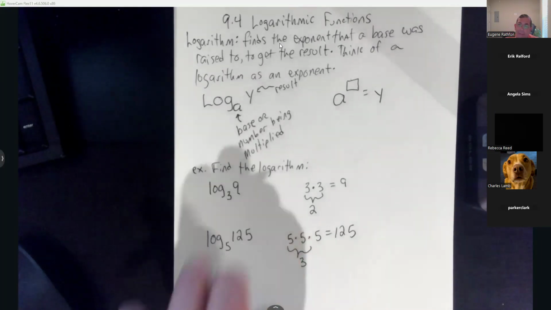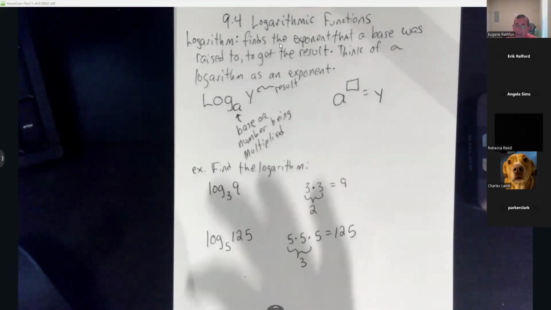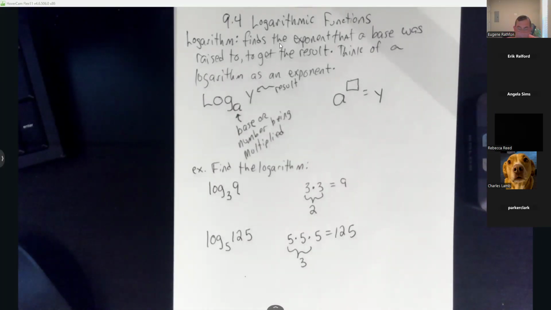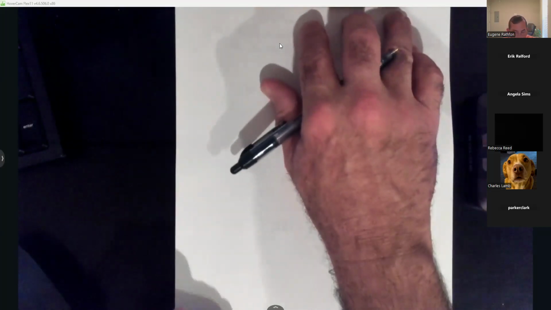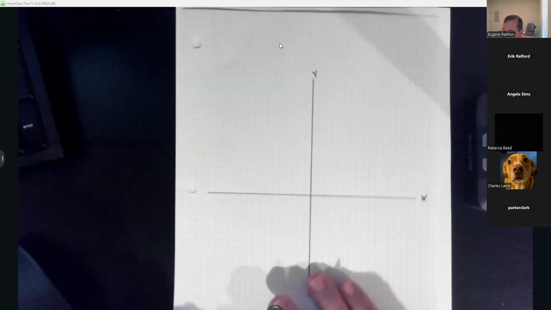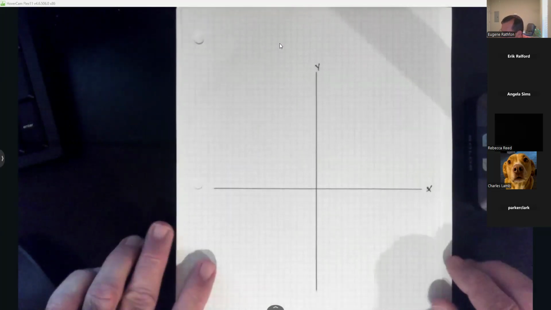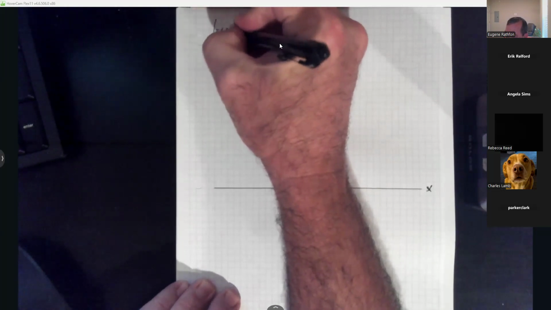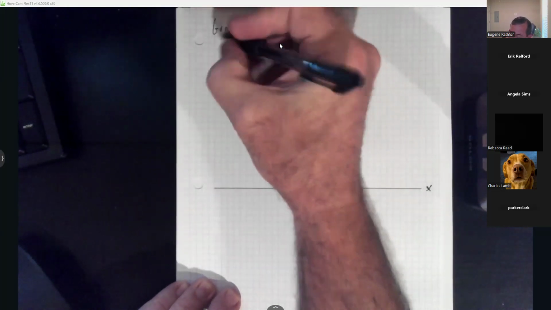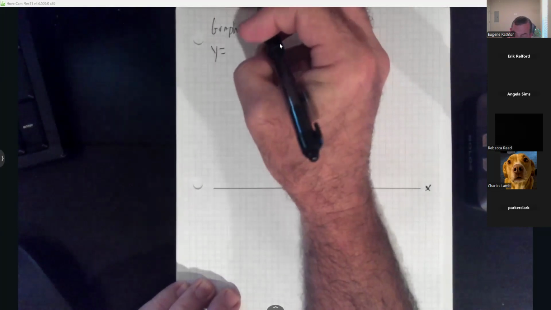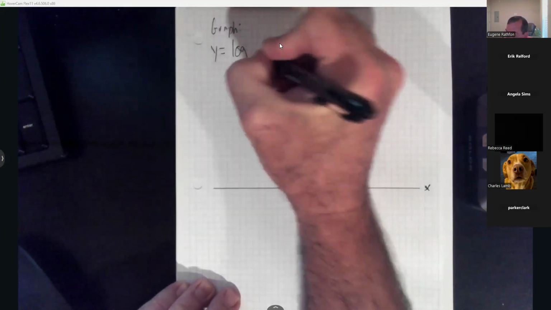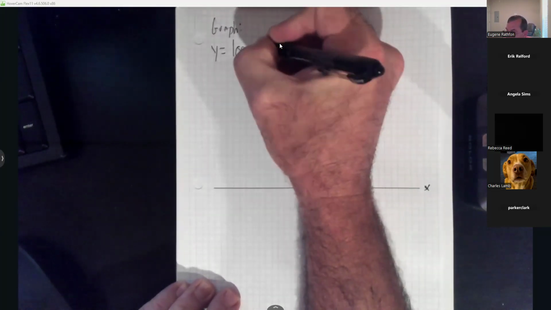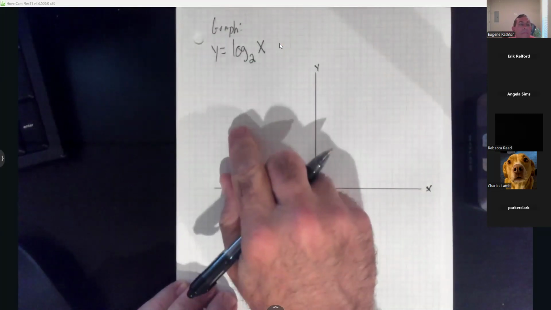Now, before we start finding a lot of logs, they want us to graph a few of these. So let me go and do a graph here. And what I'm going to graph here is y equals log base 2 of x.